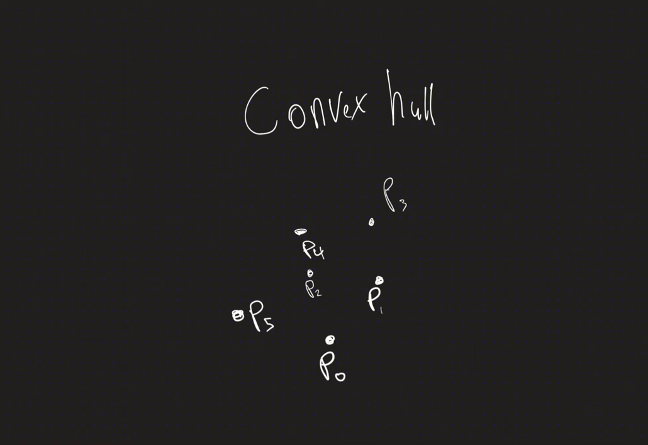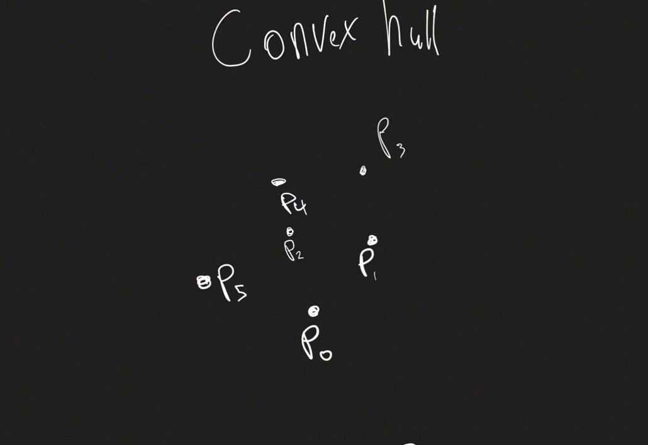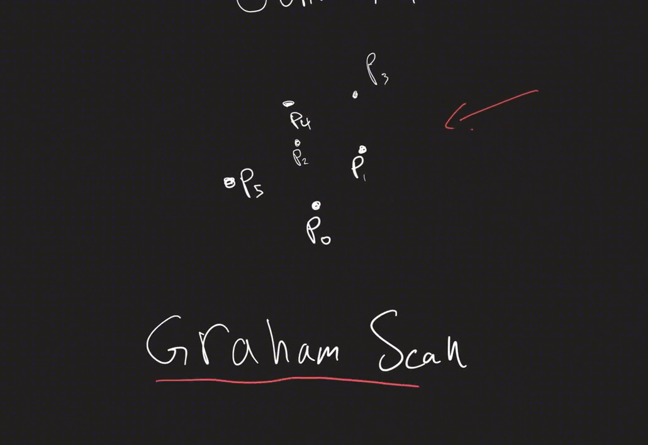Here is a problem. Suppose we have a set of points, and I want you to find the smallest convex set that contains all the points. That means if we have these points, I want you to find the smallest convex set that has all the points inside it. One method of tackling this problem is an algorithm called Graham scan.